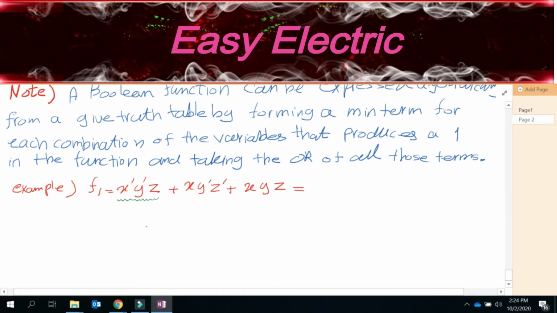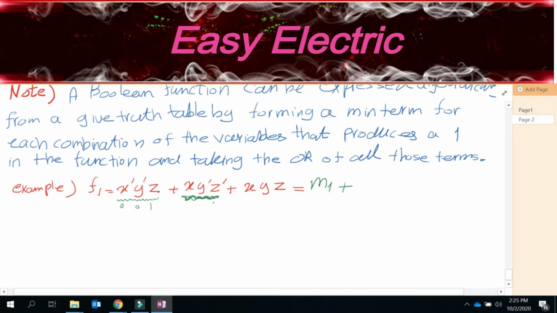So the number should be, definitely this will be 0 in that row because it has the prime. This being 0, which has the prime, and this is 1. So what is 0, 0, 1? M1, right? So I write M1 plus. What is this? Which minterm is this?